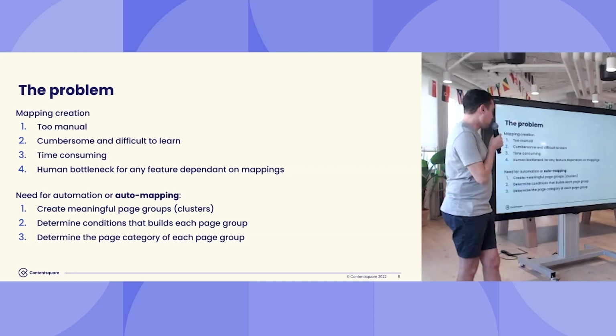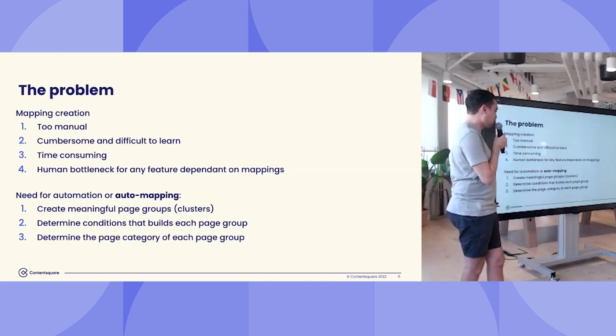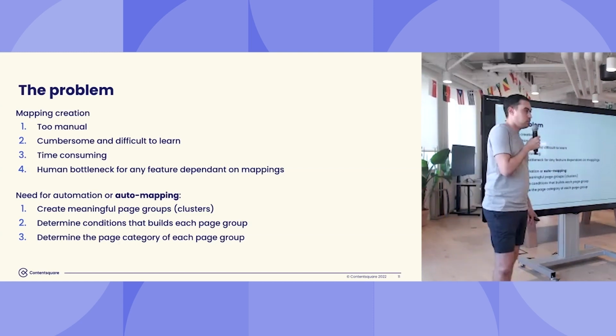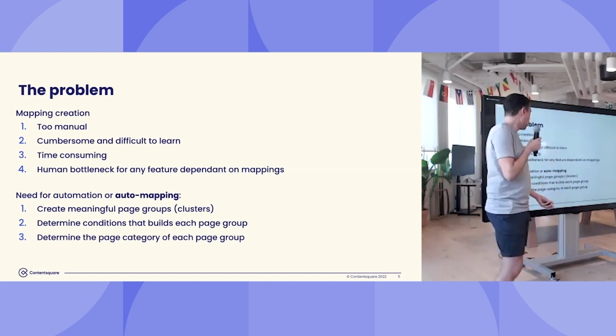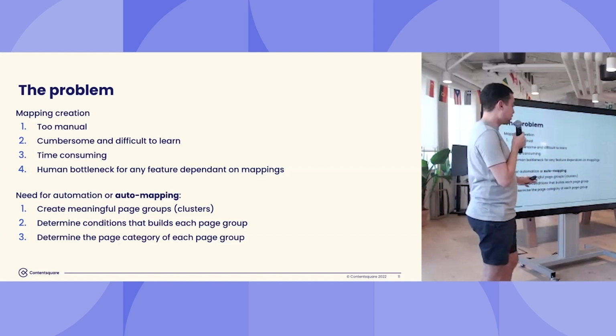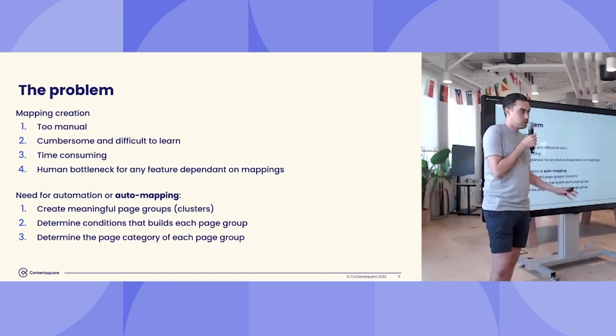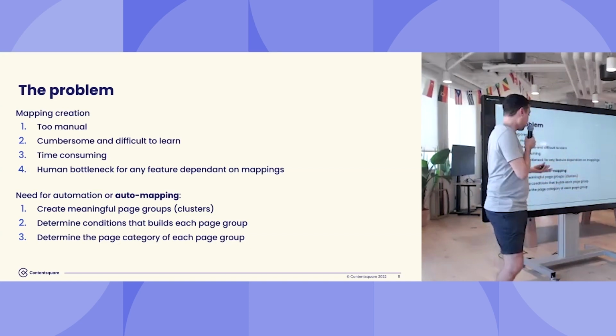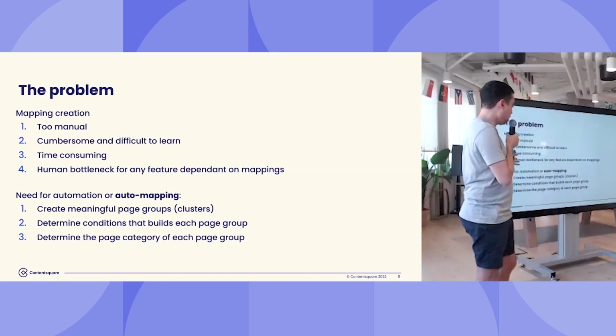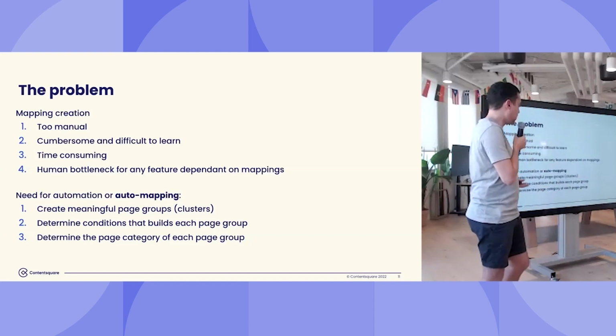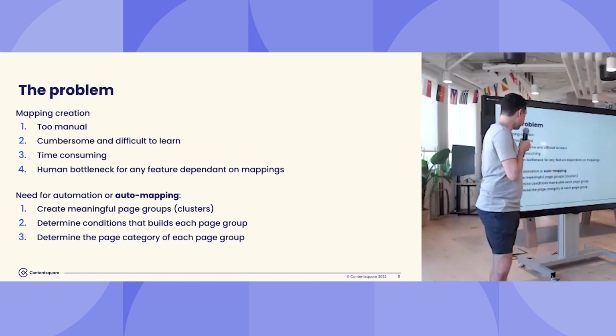And so we're going to have 3 goals. 1, create meaningful page groups, meaningful from a business point of view. Then we're going to determine, for each page group, conditions that characterize this page group. And then we also want to determine the page category for each page group.